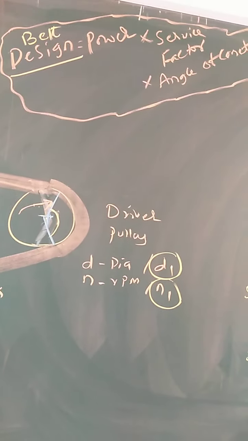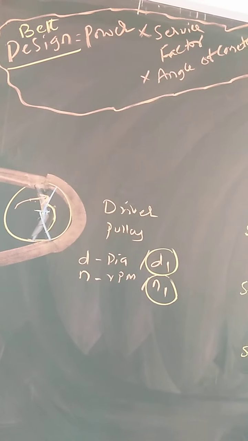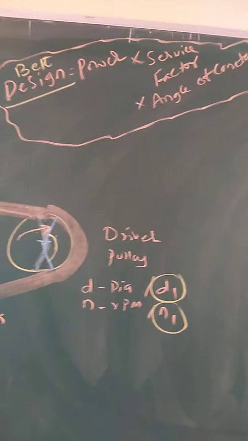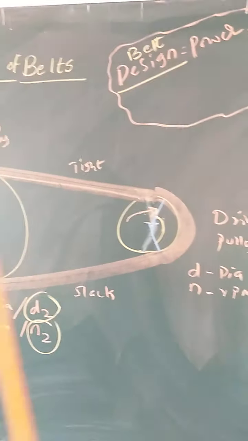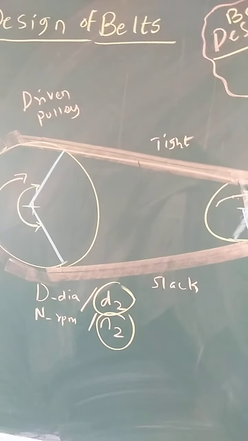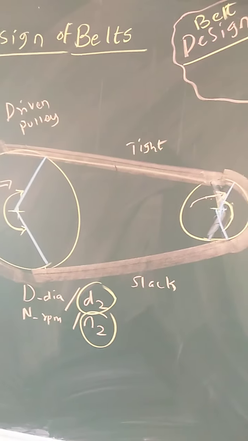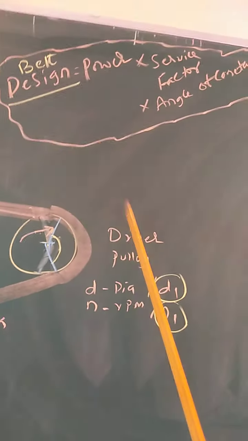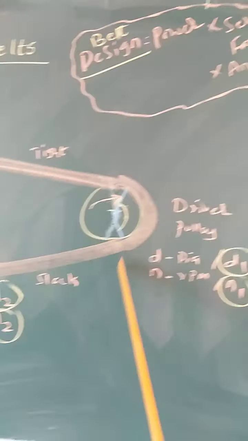You cannot randomly say more than 50 means you cannot go for 100. That is also a wrong design. Then you should select based on the service factor, how much usage these pulleys will see, whether it is heavy, medium or low usage, and what kind of application. Then service factor, all these things from the data handbook you should consider, angle of contact, everything.